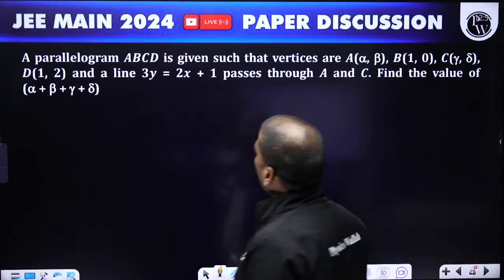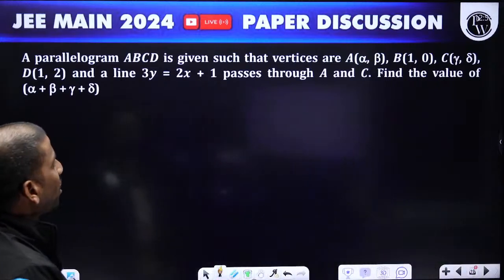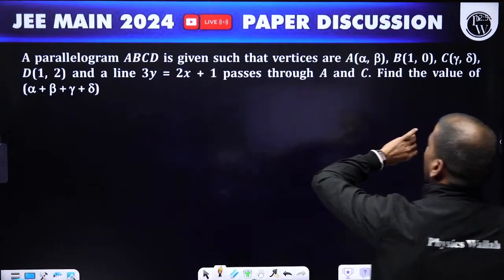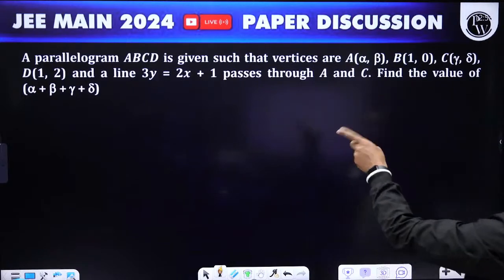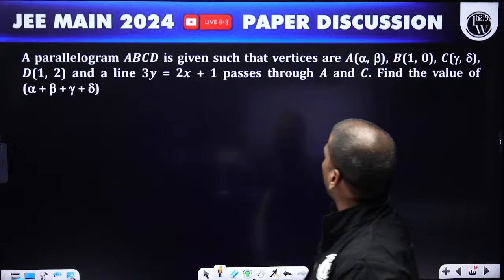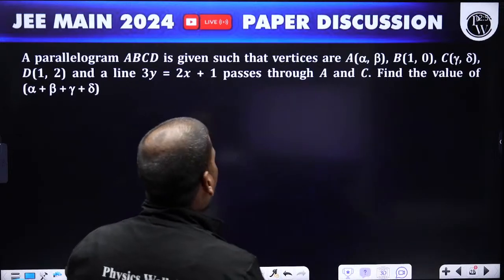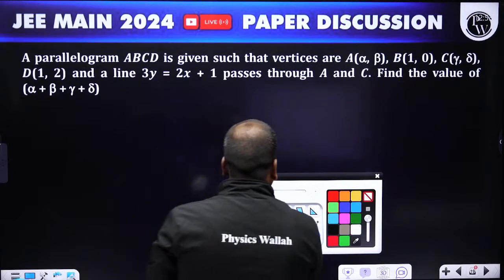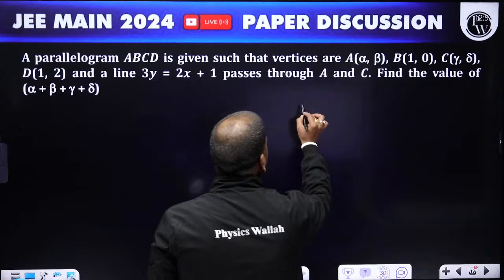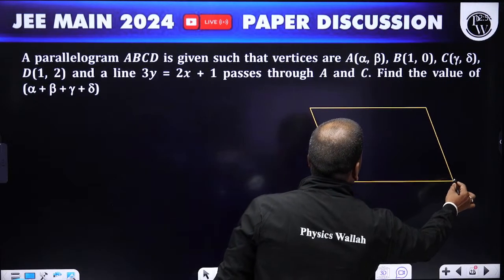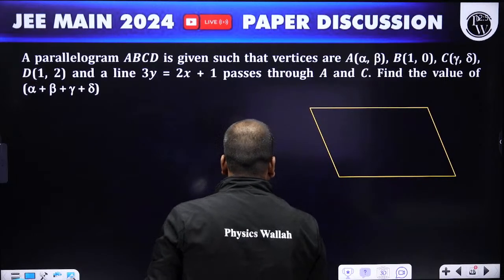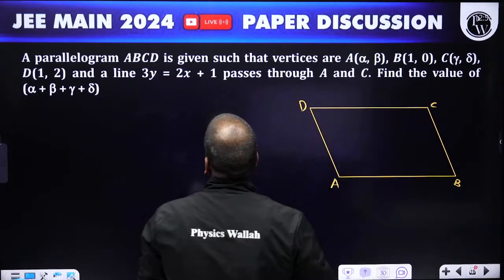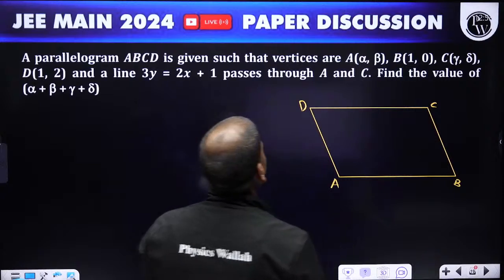Next, parallelogram ABCD is given, elementary two-dimensional geometry from basics. Then what we have? Vertices A, B, C, D, a line 3y is equal to 2x plus 1 passes through A and C. Find the value of alpha plus beta plus gamma plus delta. So, everybody knows the standards of two-dimensional geometry. First and foremost point everybody knows ABCD is a parallelogram. First and foremost point, diagonals bisect each other.